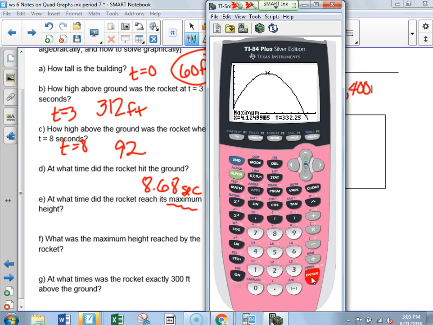All right, so what are the answers to questions E and F? The time at the maximum is which number? 4.12. And the height at the maximum? 25 feet.